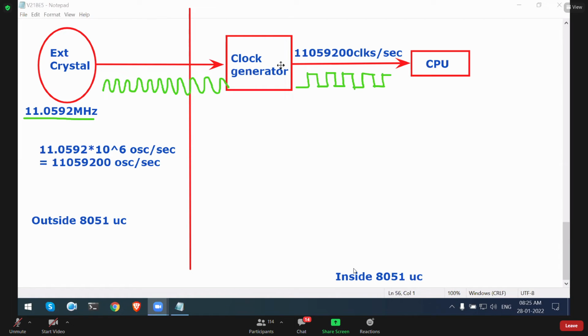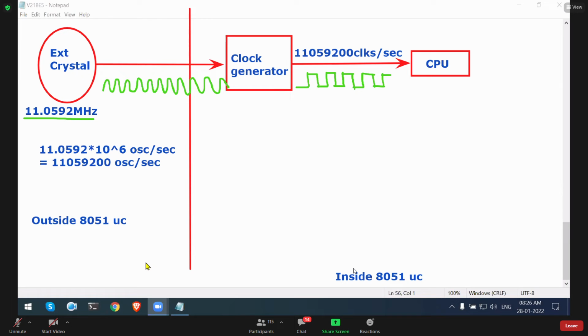In companies also, when you get any board for practice or for a project, the crystal will be on the board itself. That is the hardware designer's headache; the hardware designer has to take care of that. You have to take care of programming. So no need to buy this crystal from your side. It is available on the board itself.